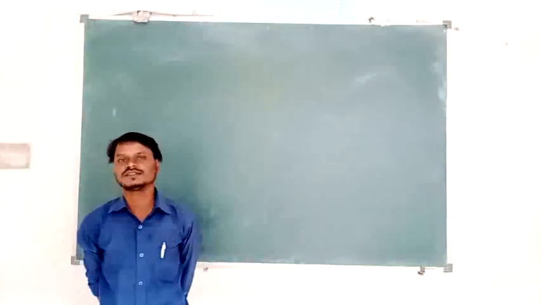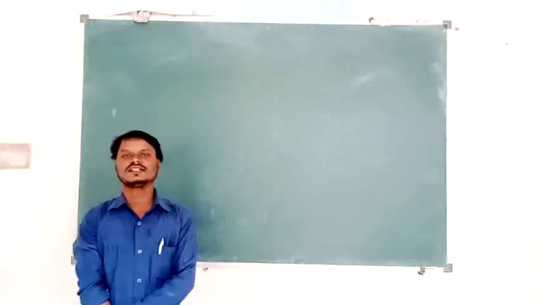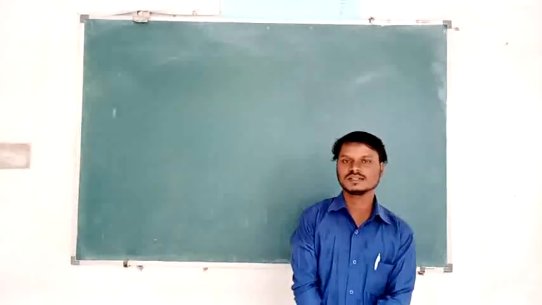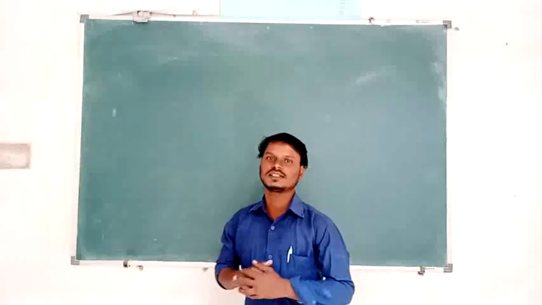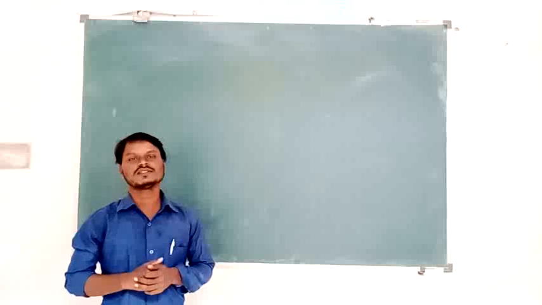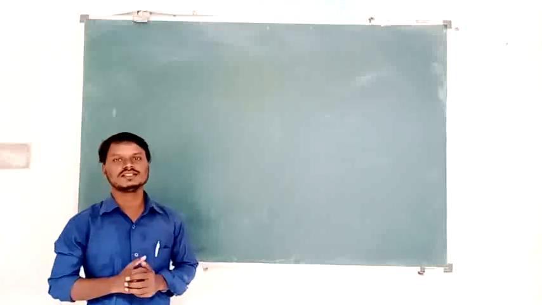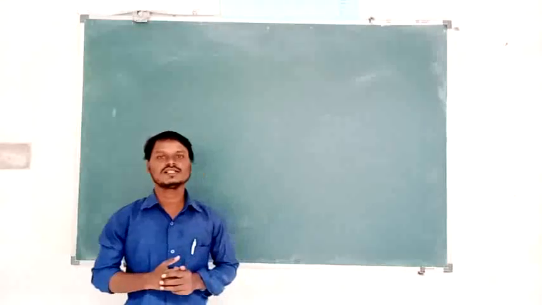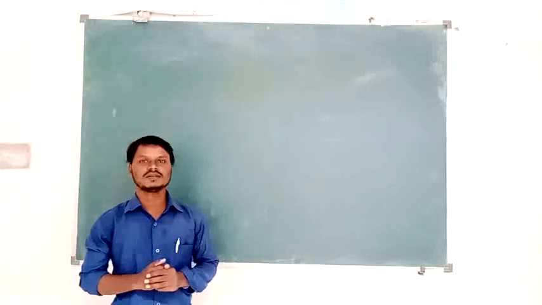Students, today we are going to solve some CET questions related to interference of light. There are two types of interference of light: constructive interference and destructive interference. What is the condition for constructive interference? The phase difference must be 2 pi n and the path difference must be n lambda, otherwise 2n into lambda by 2.